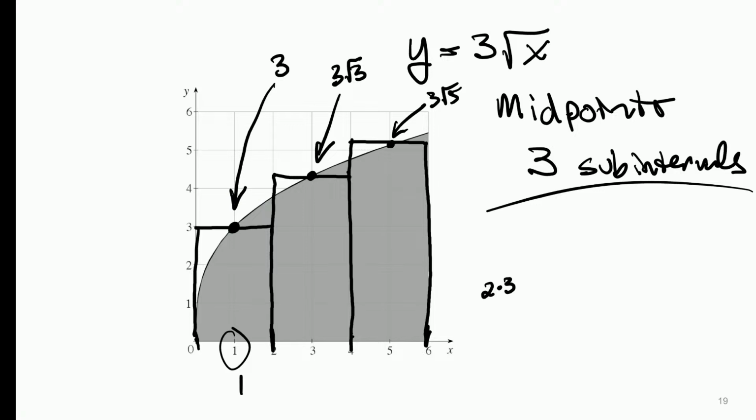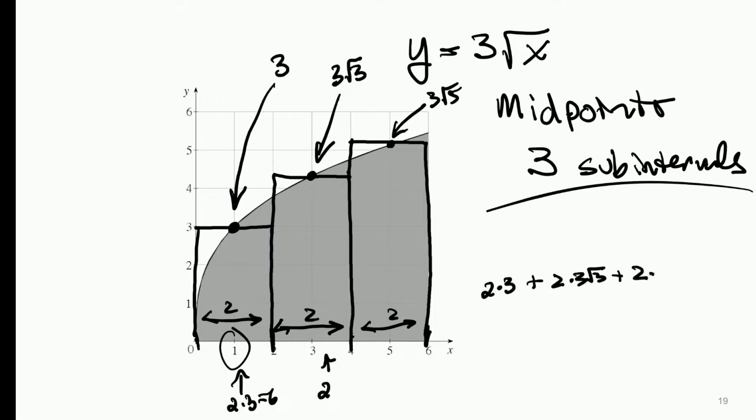And then, of course, my final answer will be the size of the first rectangle, 2 times 3. So this is 2 times 3, which is 6. And then this one is 2 because these rectangles are all 2 units wide. So this will be 2 times 3 radical 3 and 2 times 3 radical 5. So what's this? 6 plus 6 radical 3 plus 6 radical 5. We could punch this into a calculator to get an approximation of this, but whatever.